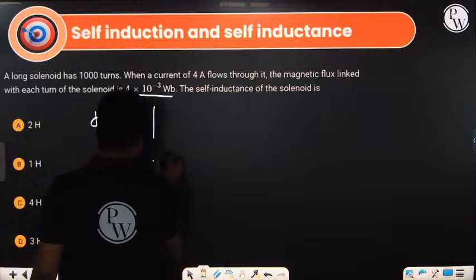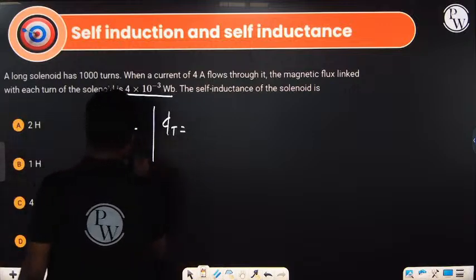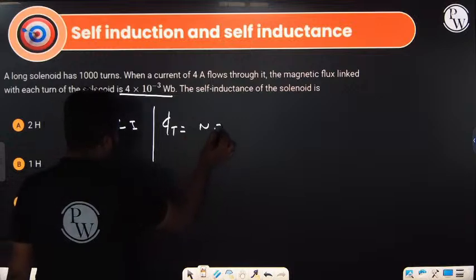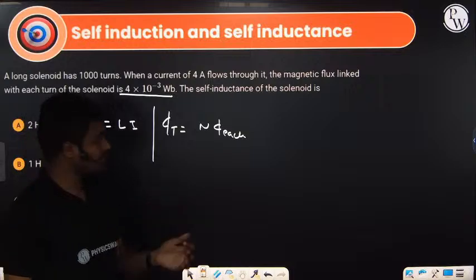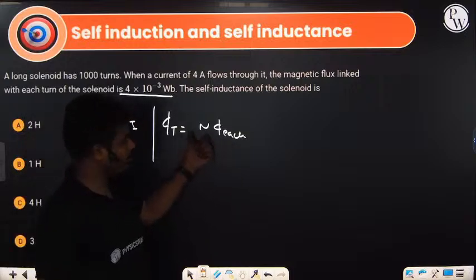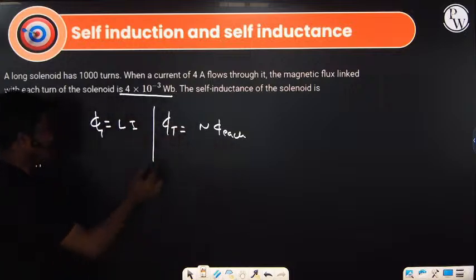The total flux that we will get is N into the phi of each turn. The flux through each turn is phi, and there are N turns. So the total flux will be phi total is equal to N times phi of each turn.